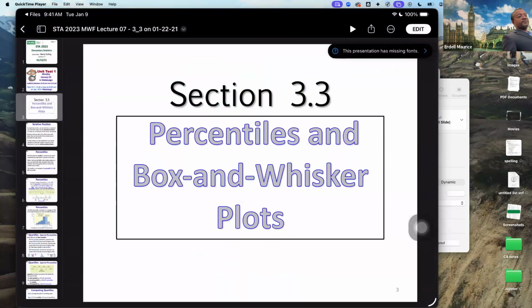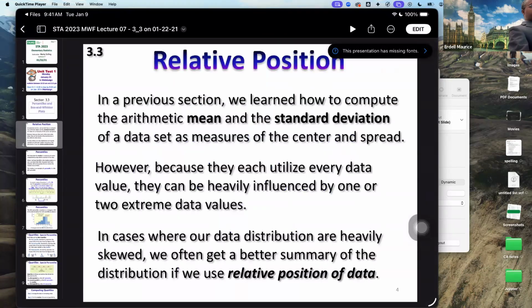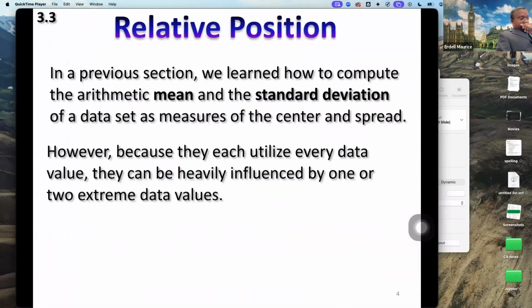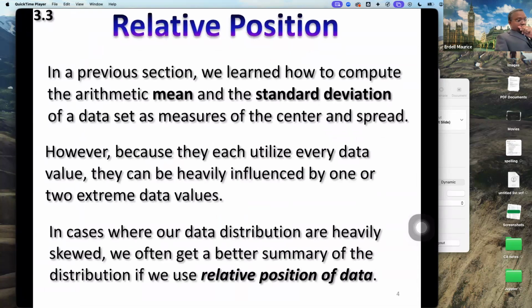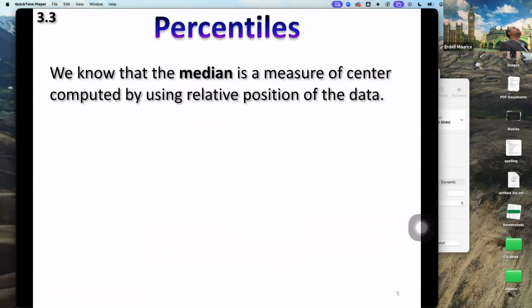All right, so 3.3 is the continuation of measures of spread, measures of variation. And so let's look at what we have right here. First thing we start with is something called percentile. Anybody know what a percentile is? If I say your height is in the 90th percentile, what am I trying to say? Yes, I am saying that I am very tall, but more specifically, what am I trying to say?